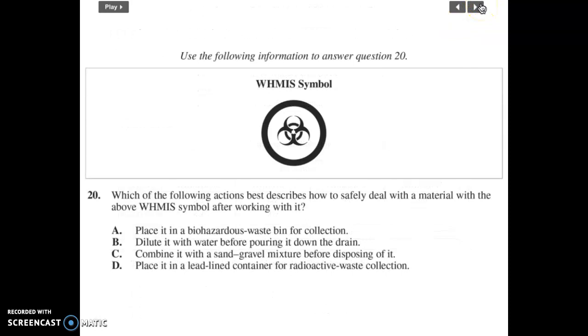Next one, WHMIS symbol, biohazard. Okay, let's see. What does it say? How to safely deal with the material. Place it in a biohazardous waste bin. Yep, good idea. Dilute it with water. Nope, that would be like the environmental one probably. Combine it with the sand gravel mixture before disposing of it. Nope. Place it in a lead-lined container for radioactive waste. Nope, that would be a radioactive one. Okay, so the top one.